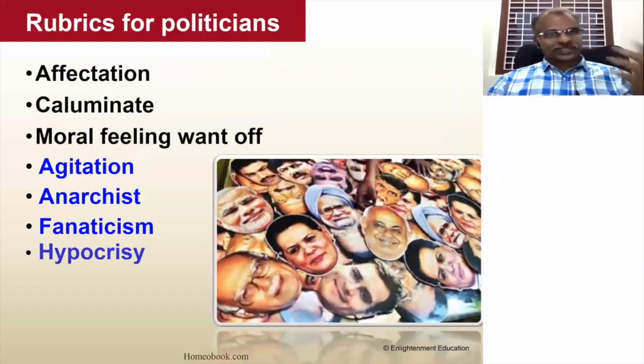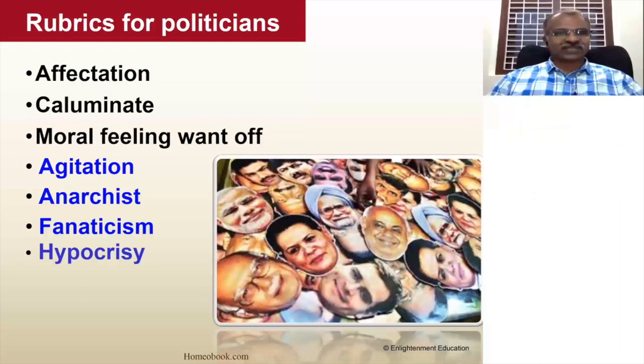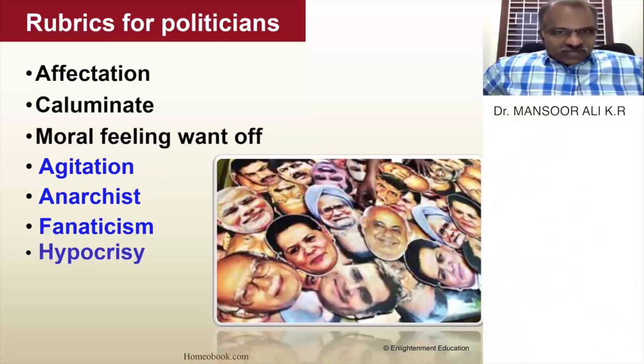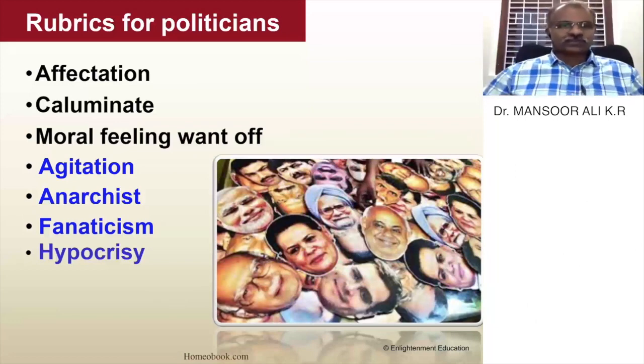And there are a lot of interesting rubrics for the politicians also. That's also very interesting to discuss. Can anybody know the meaning of the rubric affectation? That is there even in cancer repertory. The first rubric, affectation. That is one of the best rubrics for the politicians. Affectation means artificial behavior designed to impress others. They are behaving artificially in front of the people or in front of different political or religious groups.